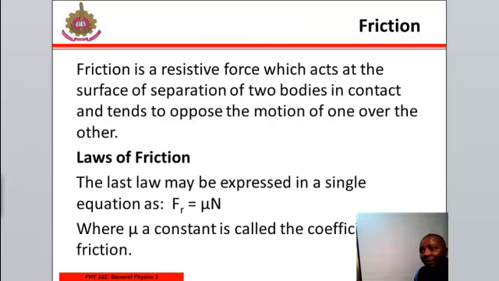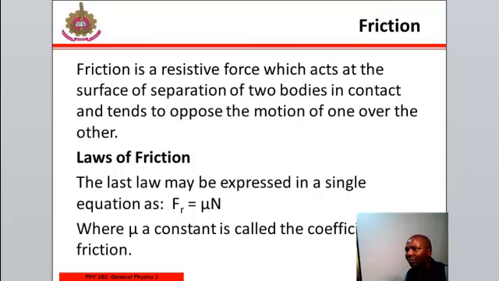Let's look at friction. Friction is a resistive force which acts at the surface of separation of two bodies in contact and tends to oppose the motion of one over the other. Take for instance, as you are walking on the floor, there is a friction between your palm and the floor.